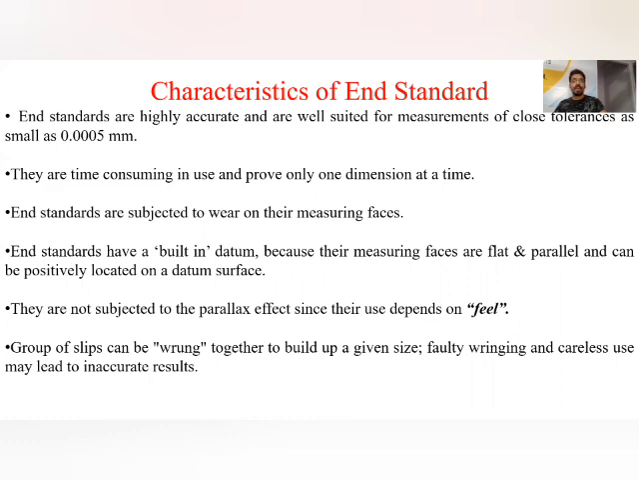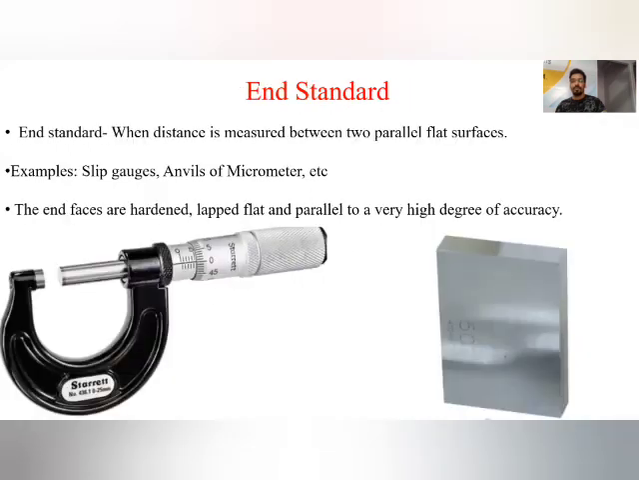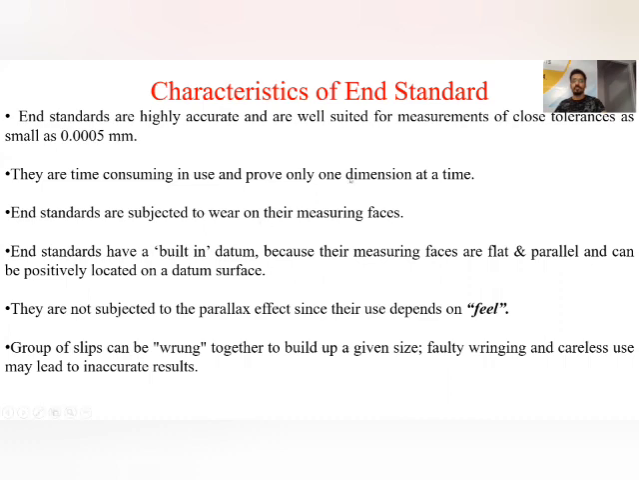The second point is that they are time consuming in use and provide only one dimension at a time. We have already discussed that in the case of a micrometer, we will take only one measurement at a time. We cannot measure more than one dimension. So an end standard is supposed to measure only one dimension at a time.